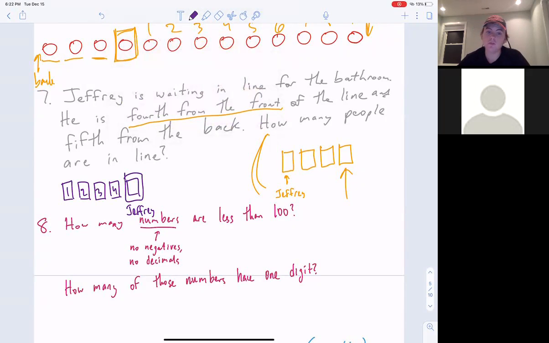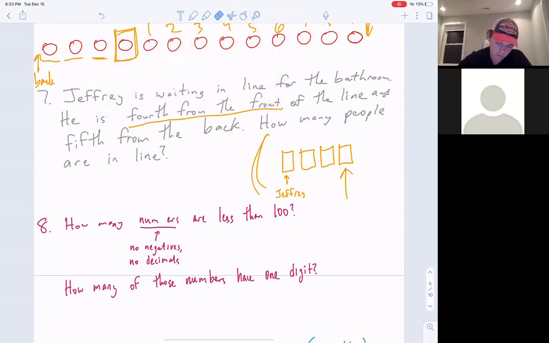So be careful, this will trick you. If you're 5th in line, there's only 4 people in front of you. Right? If you're 5th from the back, there's only 4 people behind you. Okay, well now we can go back to our original drawing of the line. We know that there are 4 people behind Jeffrey. And so we can just draw them into our sketch here. 1, 2, 3, 4. Okay.